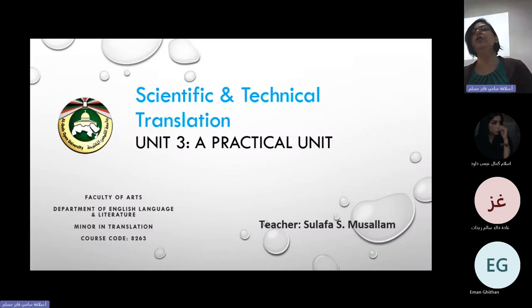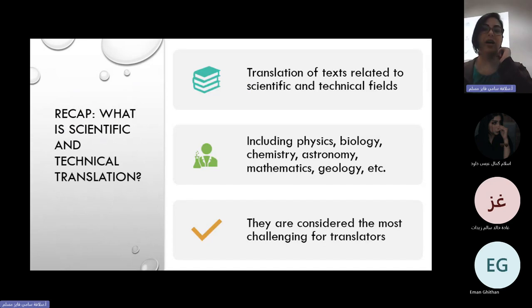All right, you guys. So Unit 3 is practically a practical class. If you go to Unit 3 in your textbook, you can do all the exercises that are there. There are a few things that we need to know for this unit. So let's recap. What does recap mean? Muraja'a, yes. So what is scientific and technical translation? It is the translation of texts related to sciences and technology, okay?